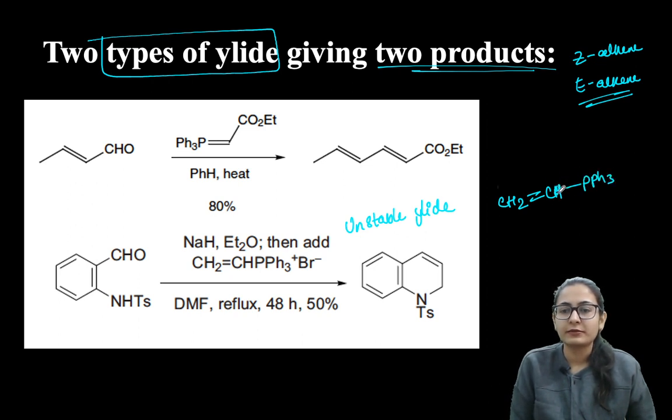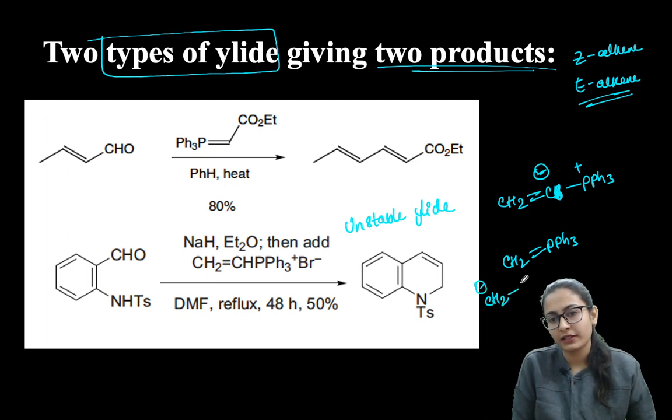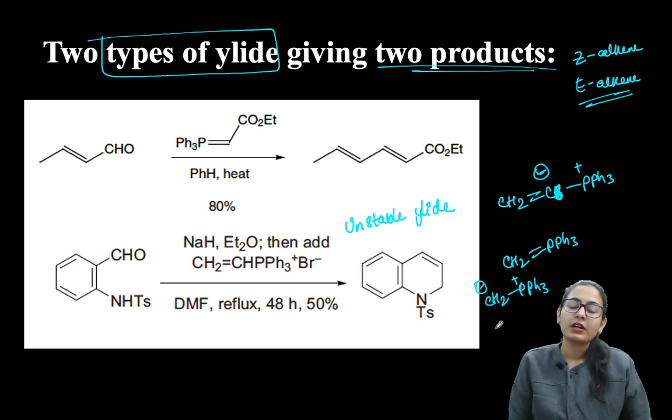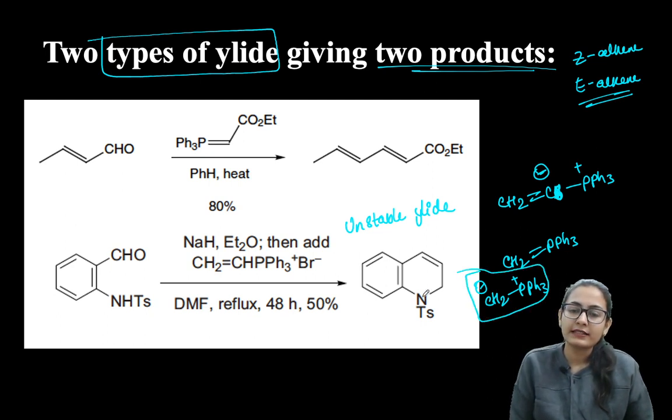Okay, or let's say the proton is removed, you are going to have a negative charge and a positive charge on phosphorus like this. So if you generate an ylide like this, or if you simply have an ylide in this manner, which actually means you are having a negative charge on carbon and a positive charge on the phosphorus group, sorry. So this makes an unstabilized carbanion.